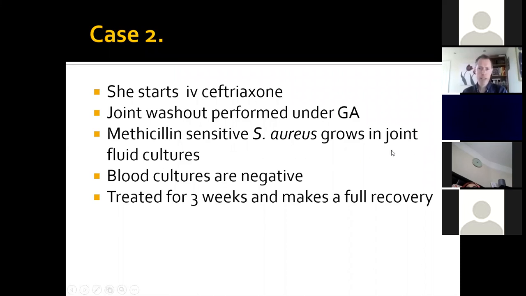Blood cultures were negative. She was treated for 3 weeks in total with antibiotics and made a full recovery. Possibly, or probably, the prompt joint washout contributed to that full recovery without any lasting damage to the joint.